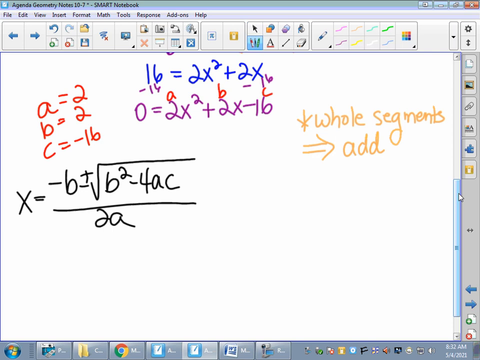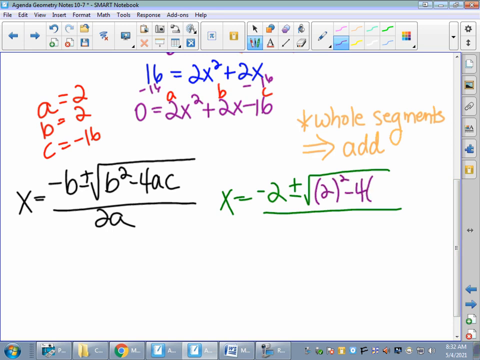So negative b would end up being negative 2 plus or minus a giant square root. Remember that plus or minus is where we get 2 possible answers. So 2 squared minus 4 times my a value, which is 2, times c, which is negative 16. And that's all going to be over 2 times 2. So let's see what we got here. I better grab my calculator. 2 squared. Remember, just do the discriminant, just the portion under the square root. Don't do the square root quite yet.